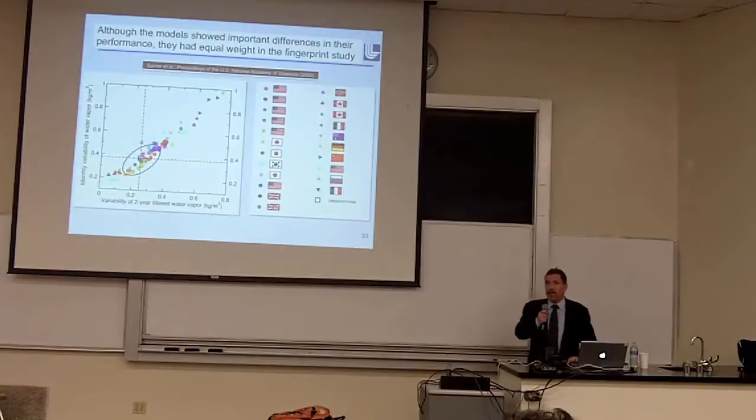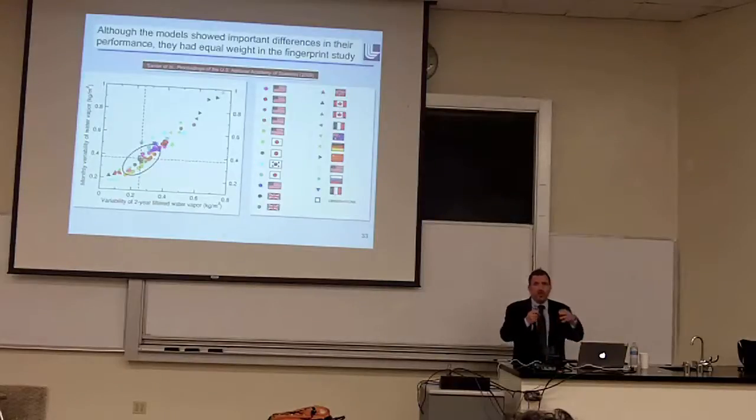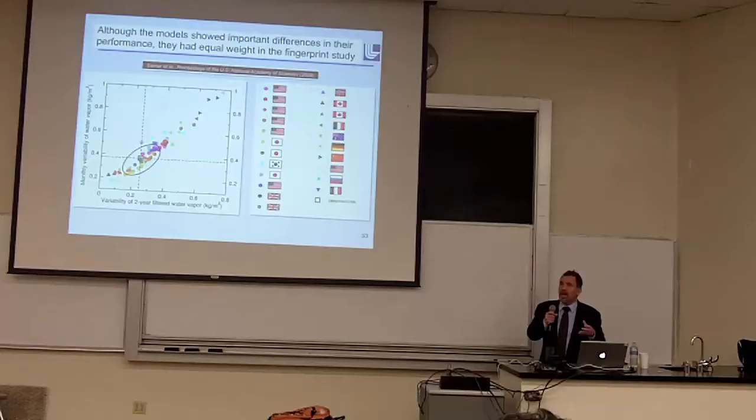So the argument went like this. Instead of using all of those models, use the ones that are closest to the observations. Use the ones in that ellipse there, and then repeat your fingerprint study and see whether you still can identify some human fingerprint on water vapor, okay? So we did that.